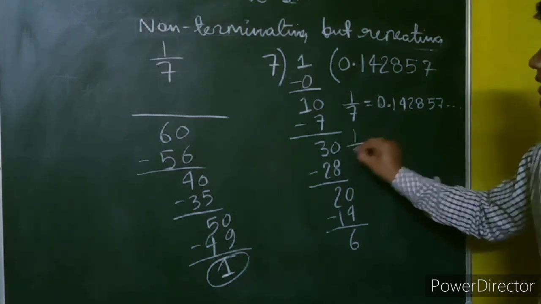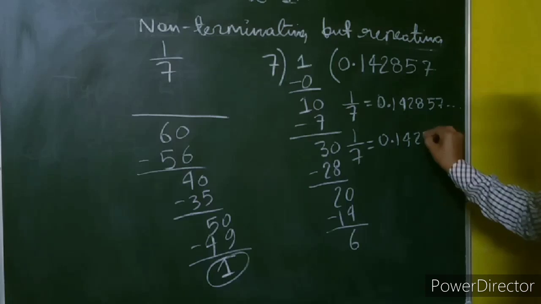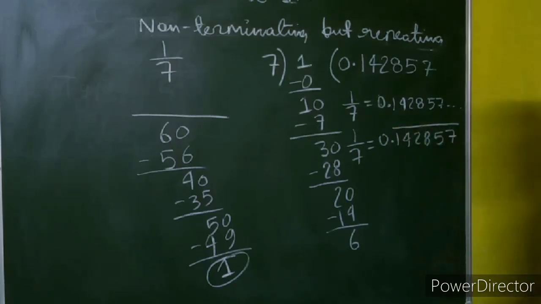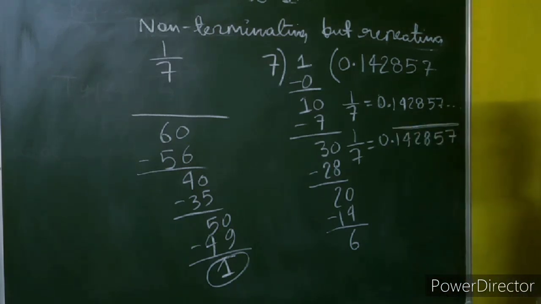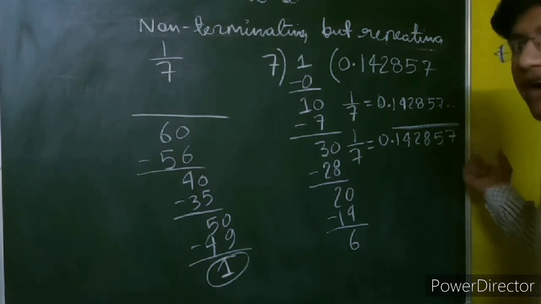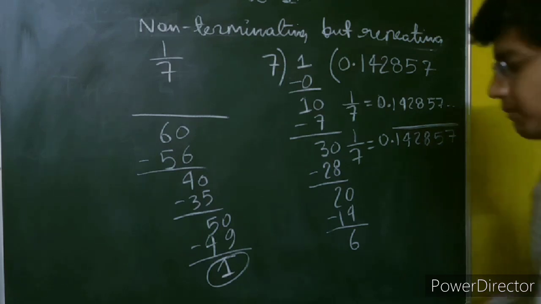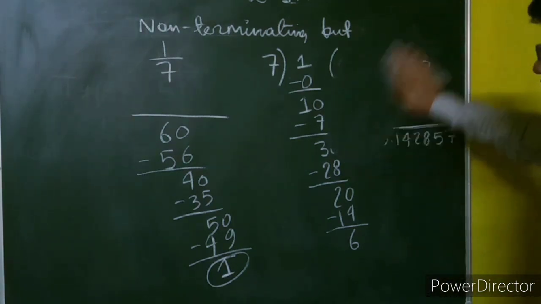So we will write 1 upon 7 equals to 0.142857 bar. This full bar is suggesting to us that all the digits, 1, 4, 2, 8, 5, 7, will be repeated again and again. Okay, so now let us start our exercise 1.3.